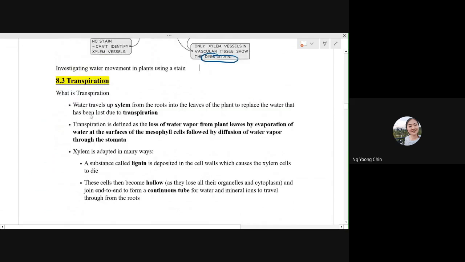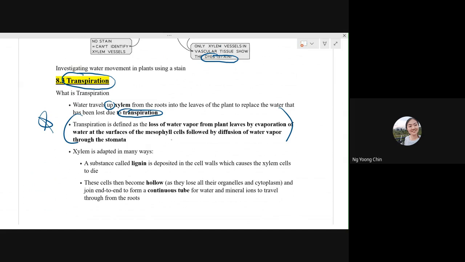Now we'll talk about transpiration. Please remember that the xylem helps to transport water and mineral ions, right? Actually, for this process there is a term we call transpiration. Transpiration is a process in which water travels up the xylem from the roots to the stem and then enters the leaf of the plant. Why is this happening? Because the plant wants to replace the water lost during transpiration. Transpiration, you should remember this term. I draw a star for you because you should memorize this term.